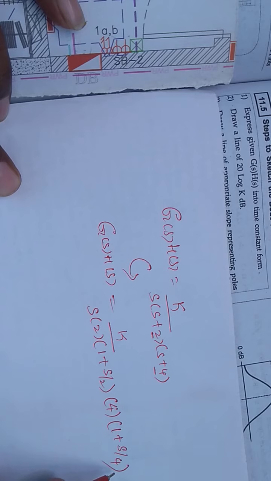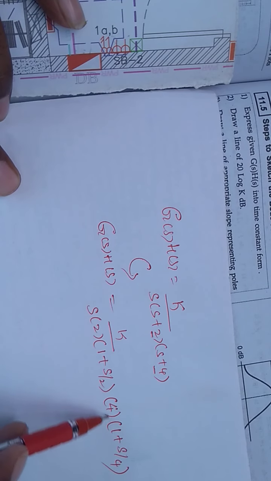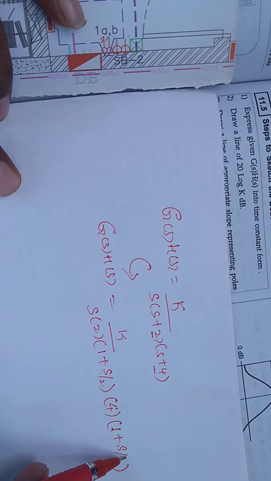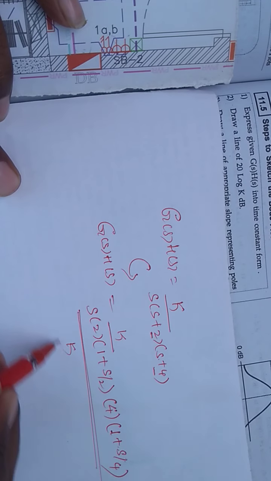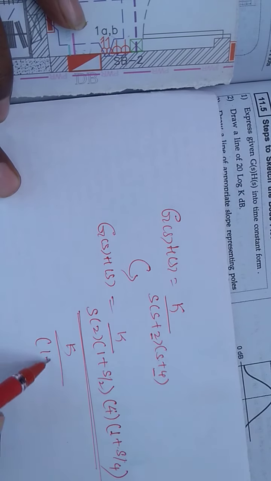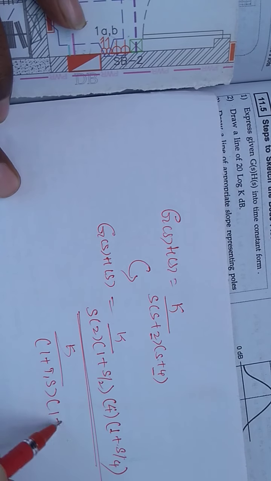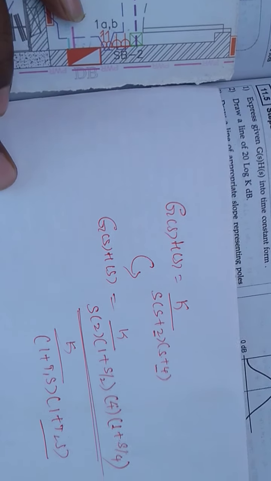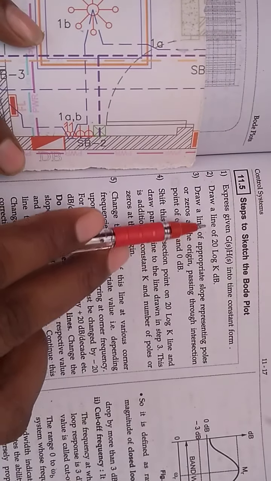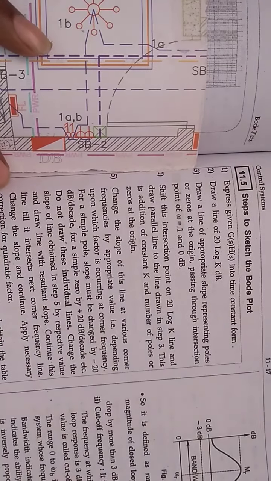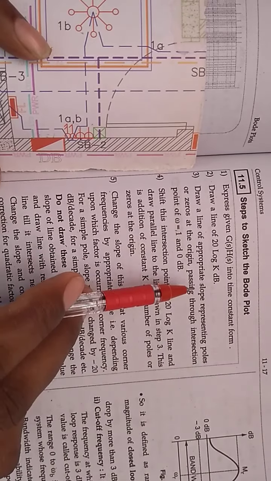If we multiply this, we will get back the same equation, 4 plus s. Okay, so this is the standard time constant form, that is K divided by (1 plus T1 s) into (1 plus T2 s), that is called the standard time constant form. Then the second point, draw the line 20 log K dB. That will be discussed in the problem.